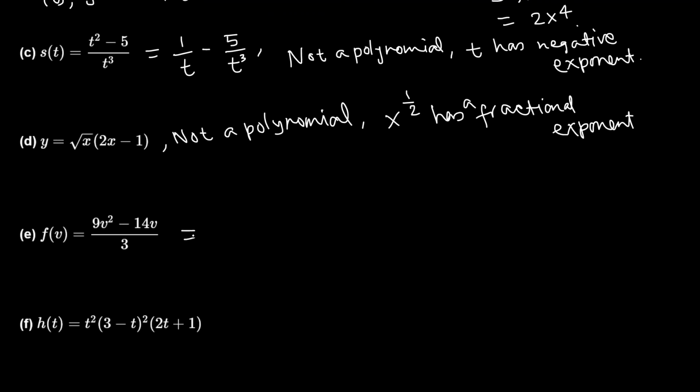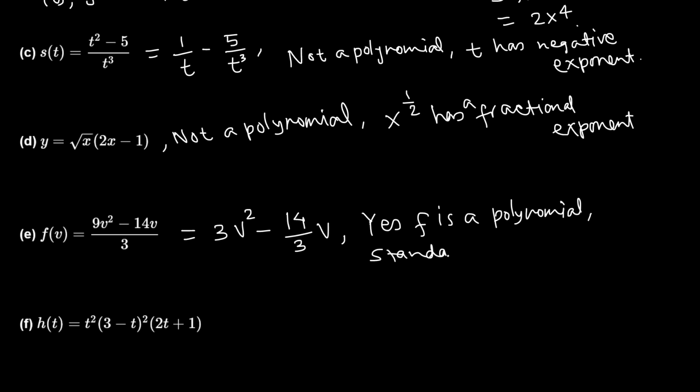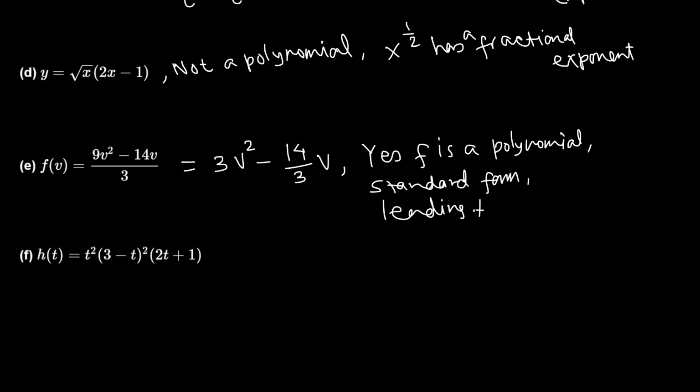We got a fraction. Let's try to separate it into two fractions. So 9v squared over 3. 3 goes into 9 three times, so 9v squared over 3 is 3v squared, minus 14v over 3, no cancellation, but it's 14/3 v. So we got v raised to 1, v squared. So the variables have whole number exponents, and these are real numbers. So yes, this f is a polynomial in standard form, not factored, and the leading term is 3v squared.